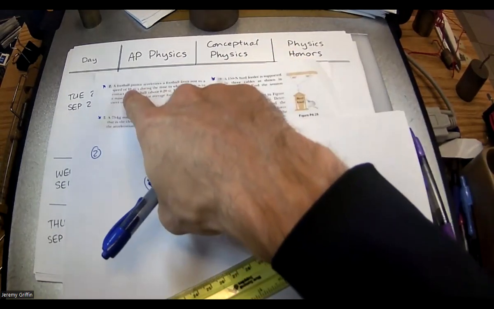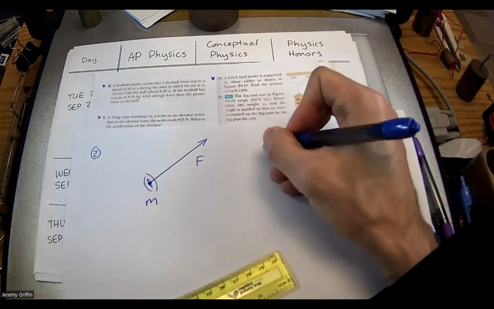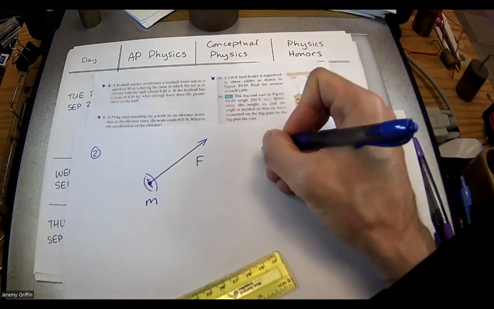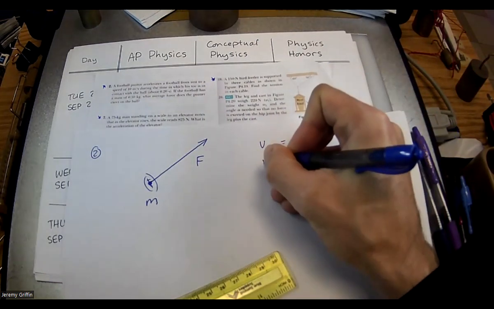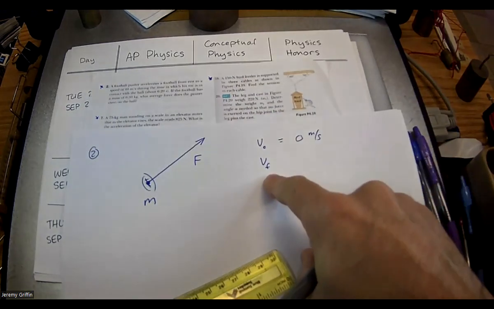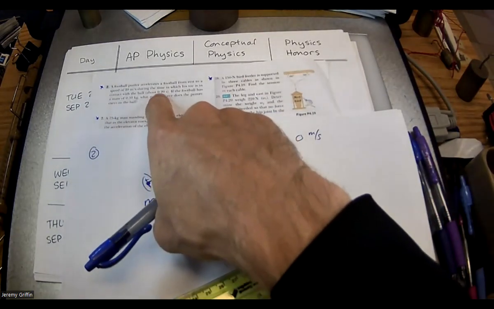What else do we got? We've got a final velocity. When the football leaves his foot, it's going at some speed. The initial velocity could be 0 meters per second, and there's also some speed it builds up to. I'll call it VF, like a final velocity, right? Kinematic stuff. And then there's a time interval of that force.